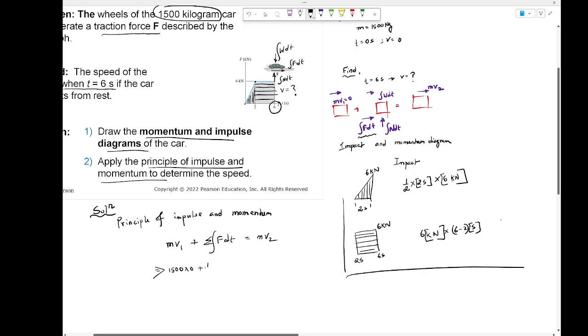So you do have this half of 2 second multiplied by 6 kilonewton, which is 6000 newton, right? Everyone knows that. You have to convert that, and then plus 6 minus 2 second, right? Multiplied by this 6,000 Newton, equal. This m is what? 1500 kg multiplied by v2. So you have to find the v2 value, right? See if you can find the v2 value.